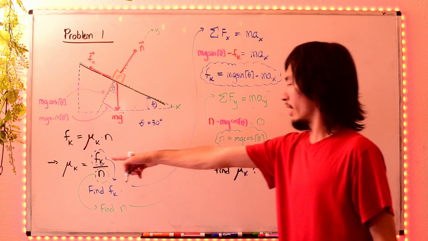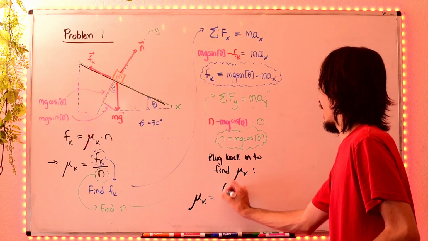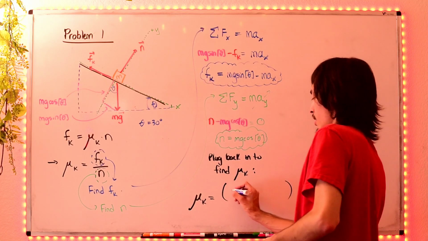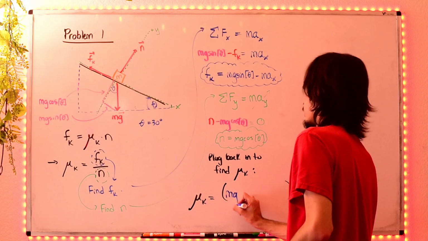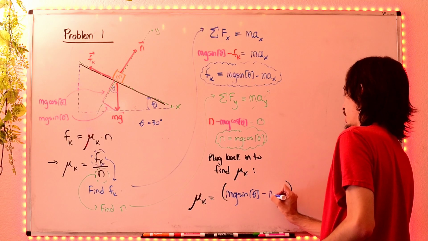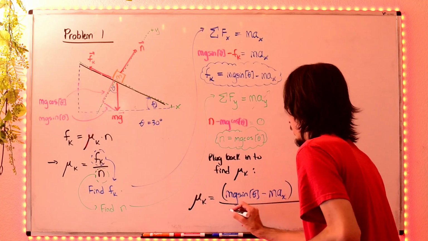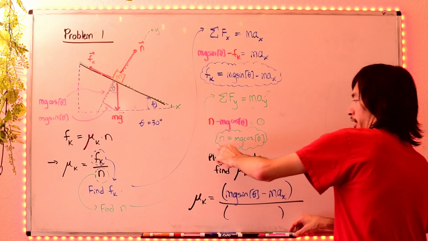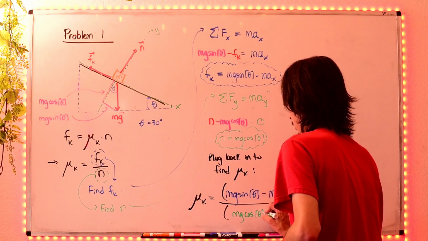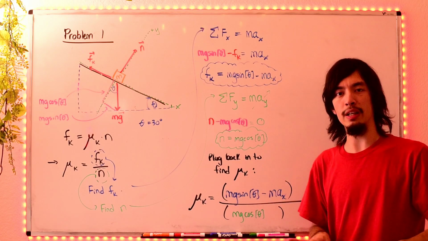Okay. So in the coefficient of friction, we're going to rewrite it. So we have mu k equals, and in the top, we're going to substitute what we found for the kinetic friction, which is going to be mg sine theta, and then we have minus max. In the denominator, for the normal force, we found in the y direction, mg cosine theta. Okay. Now, we've plugged in everything, and we do have everything at this point.